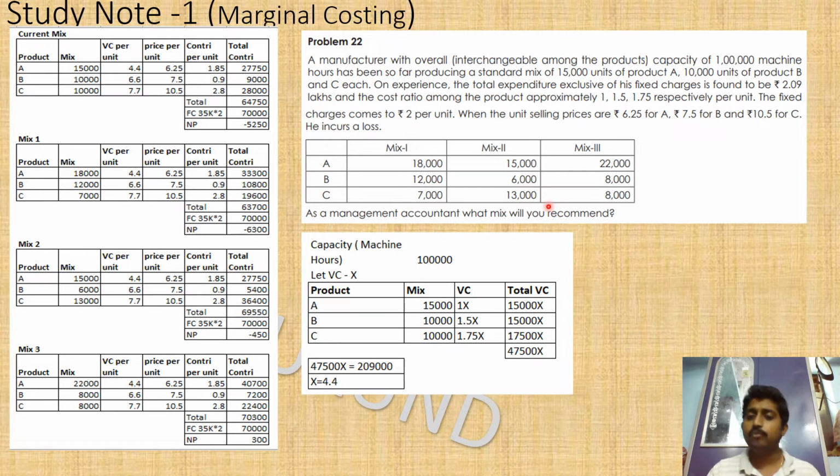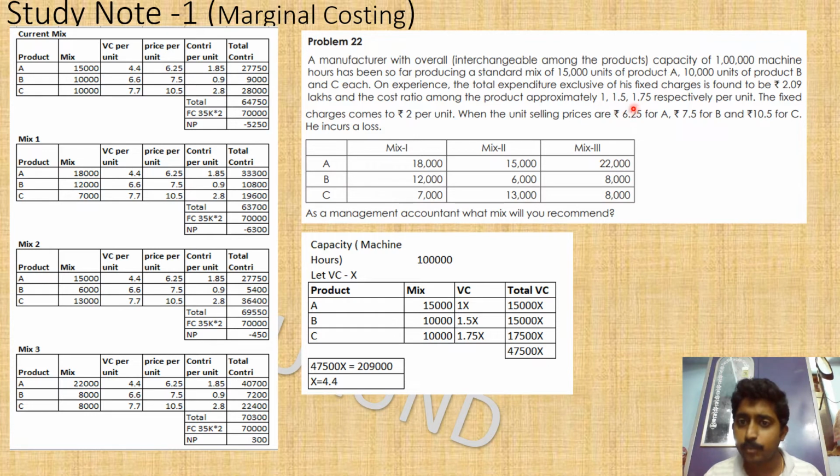So we have to compare the present mix and also the 3 mixes that they have given. In which mix we are going to make the maximum profit, we are going to select it. So decision making is very clear, but for that we need some data to be calculated. Selling price per unit is given, minus variable cost will give you the contribution per unit. Do we know the variable cost? We don't know the variable cost. Yes, we will find the variable cost.